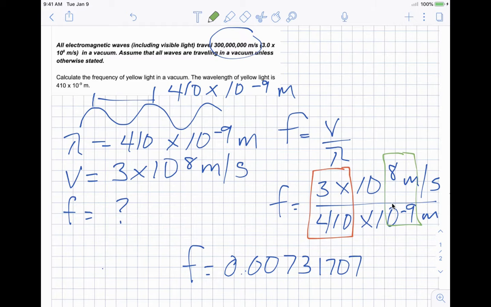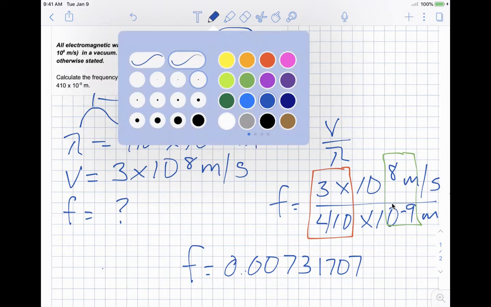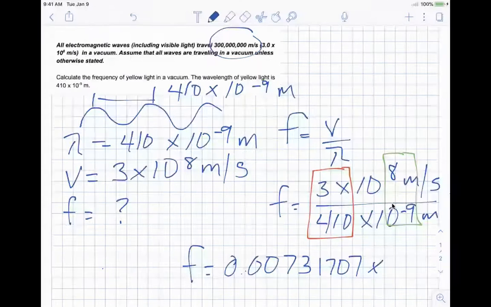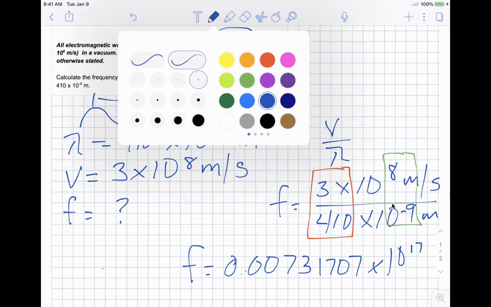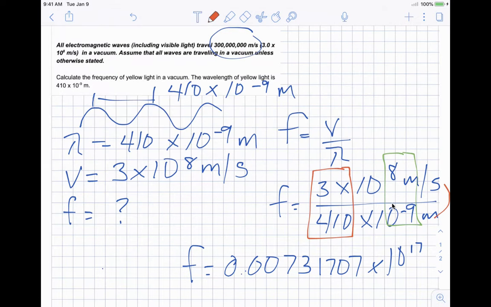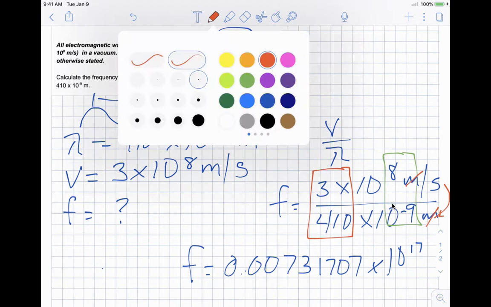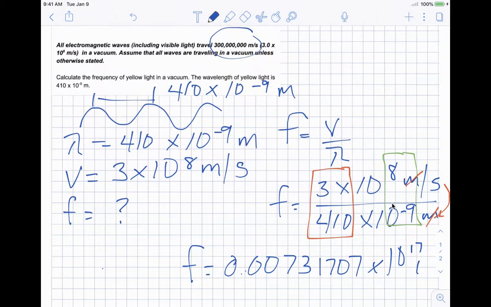And then we also have to calculate the next thing, which is going to be our exponents. So we're going to take a look at the exponents we have, and it's 8, and we subtract minus 9. So 8 minus a minus 9 is going to be adding, so it's going to be times 10 to the 17. Our S gets to come to the bottom. Our meters cross cancel, and if we have a per second, that's going to give us a unit of hertz.